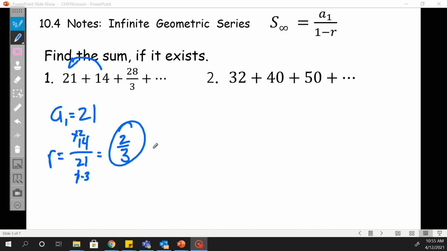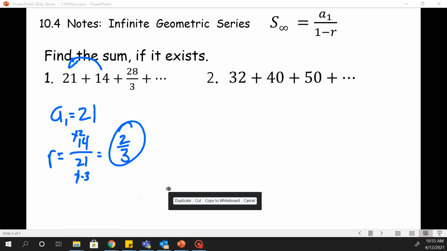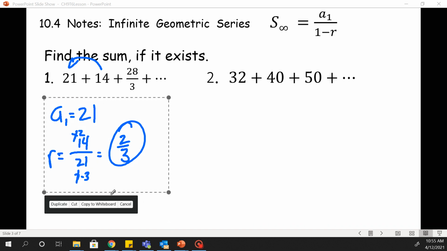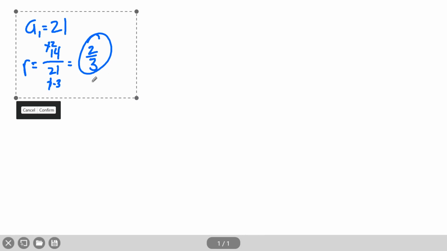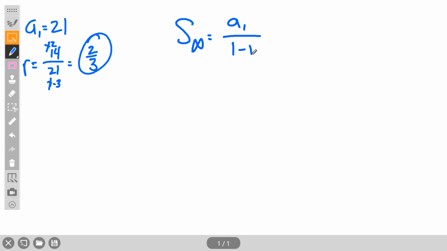Now first we want to ask, does the infinite series exist? Well, yes, it does, because the ratio is between -1 and 1. 2/3 is between -1 and 1. So we can find the infinite series here by substituting into the formula, a1 over 1 minus r. That'd be 21 over 1 minus 2/3.